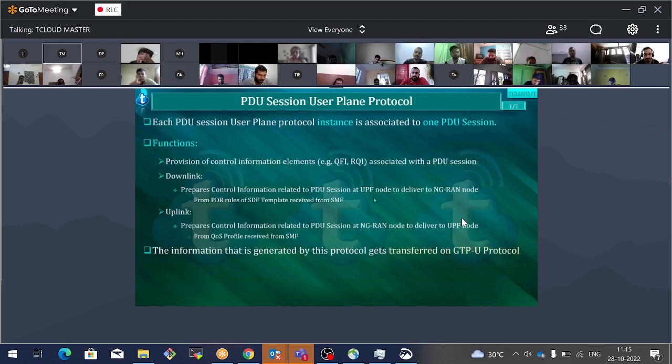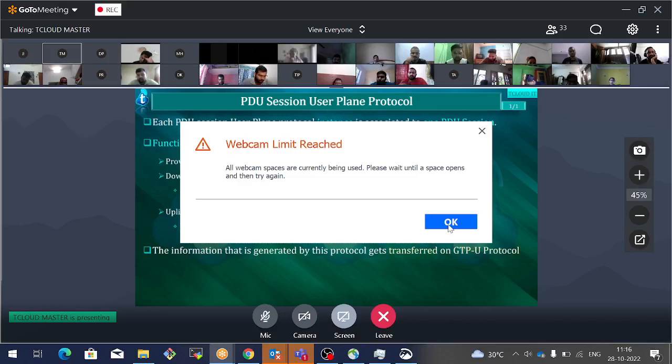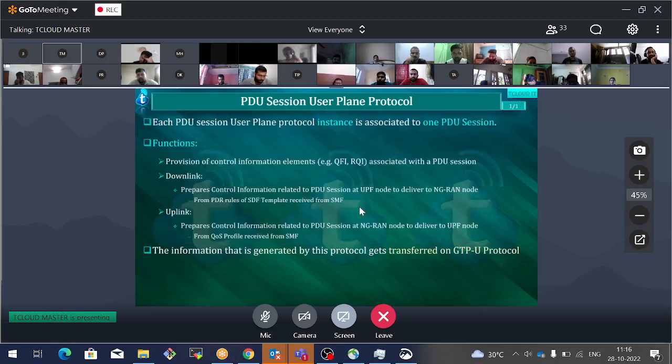This protocol is going to be present as one instance for one PDU session. So if you are working with two PDU sessions, there will be two instances of this protocol, PDU Session User Plane Protocol. So it always works on a PDU session basis. Like if a mobile is connected to three different data networks, there will be three different PDU sessions, and three different instances of PDU Session User Plane Protocol, each one working for one particular PDU session.